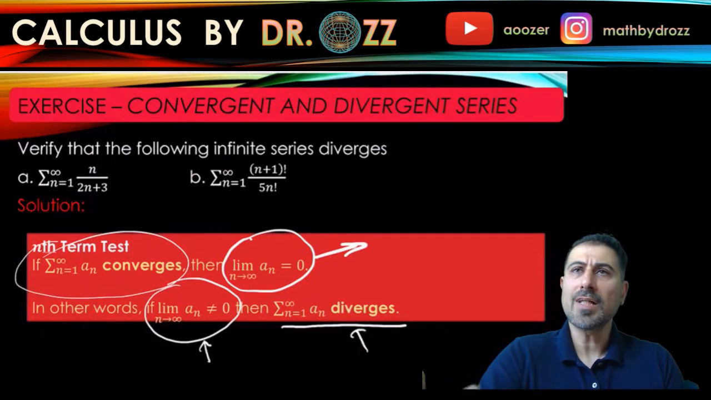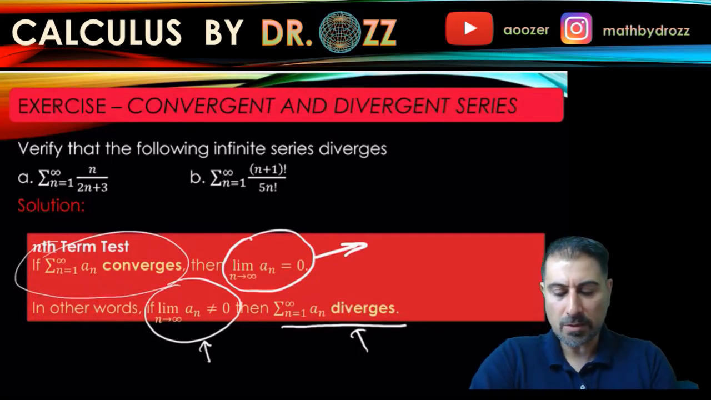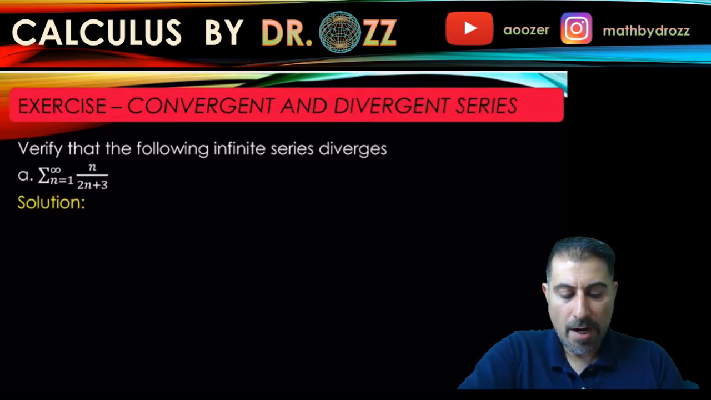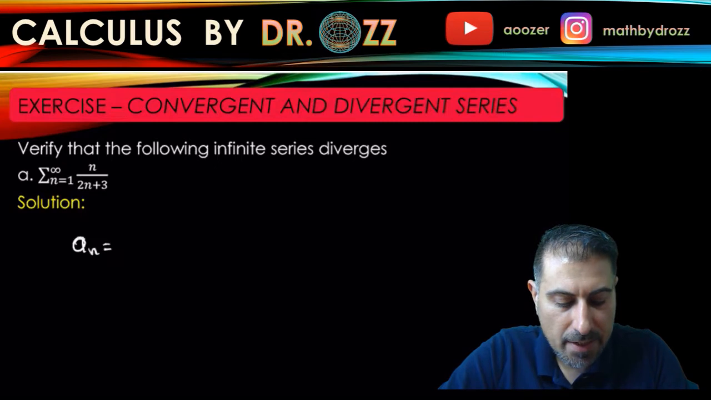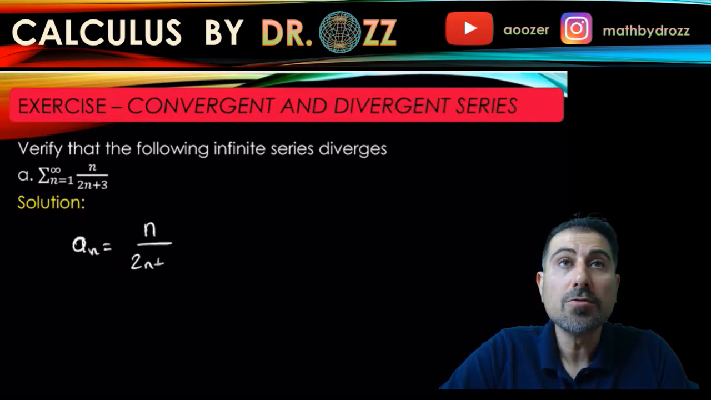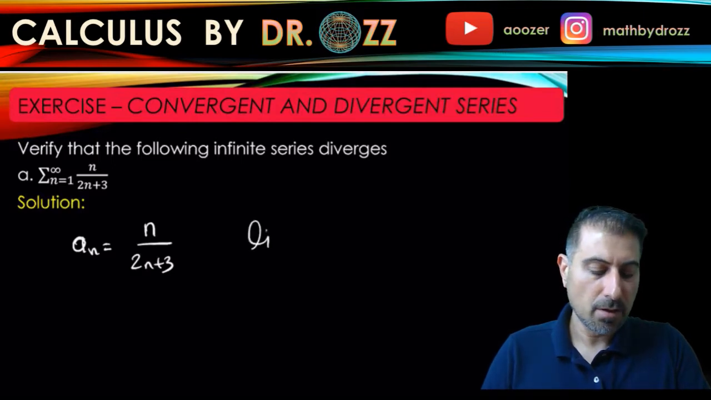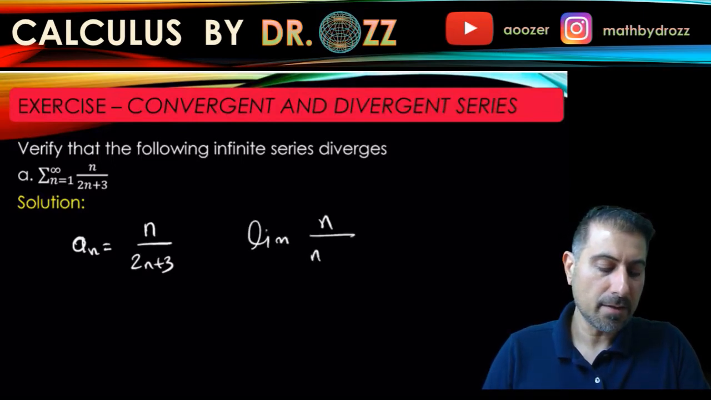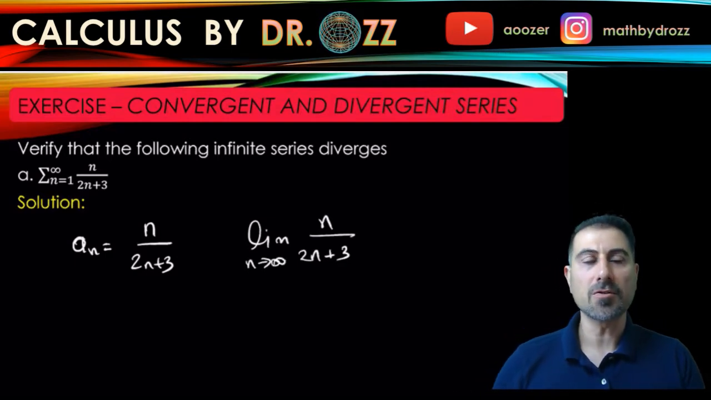So we're going to utilize this argument for two of those series. All right, so what is an for this problem? an is n over 2n plus 3. I'm going to just take the limit of an as n approaches infinity. This is sort of like back to Calculus 1.